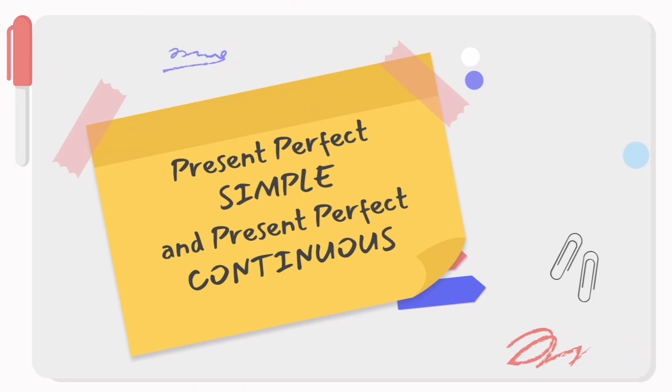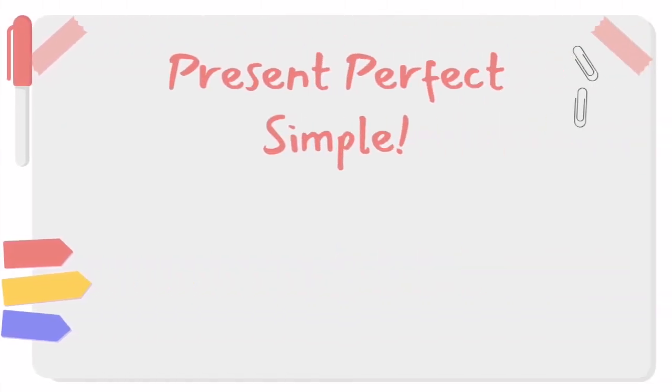Time to study the present perfect simple and present perfect continuous. The present perfect simple. To form the present perfect simple, we need the auxiliary verb have. It depends on the subject whether we use have or has. Remember that we use have for the pronouns I, you, we, they, and we use has for the pronouns he, she, it. We also need the past participle of the main verb.